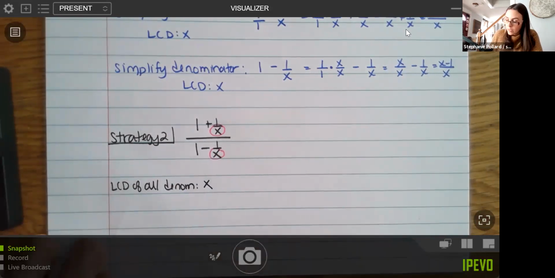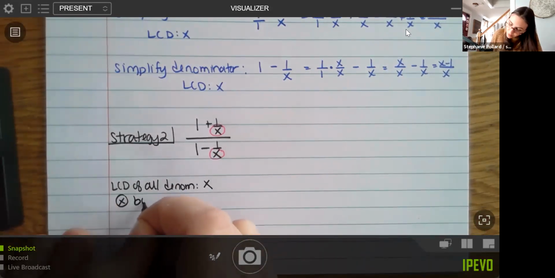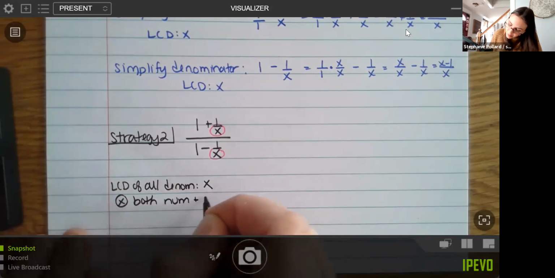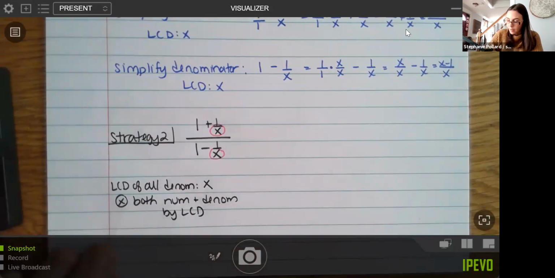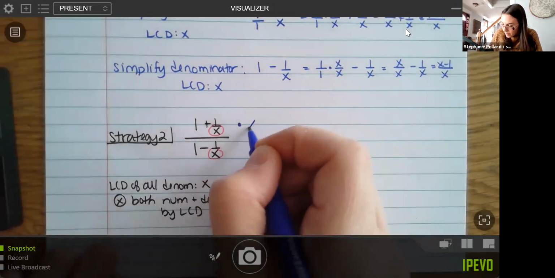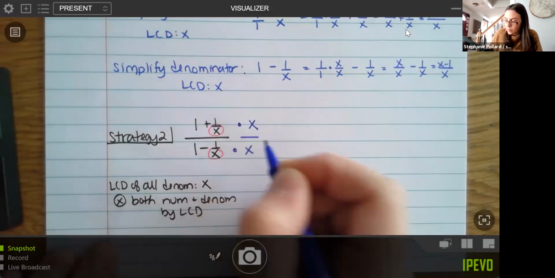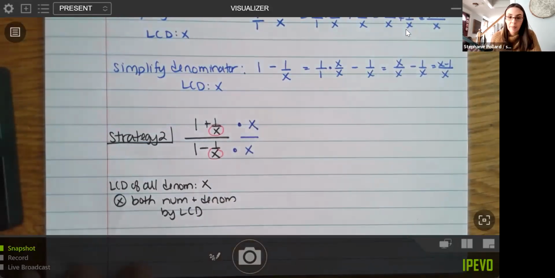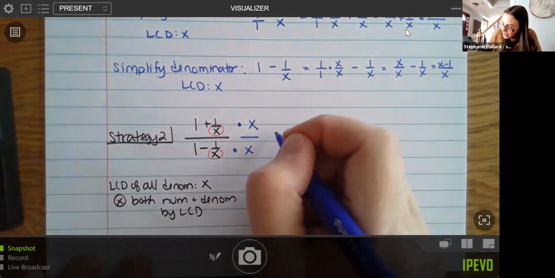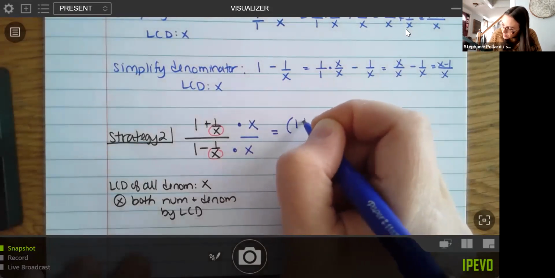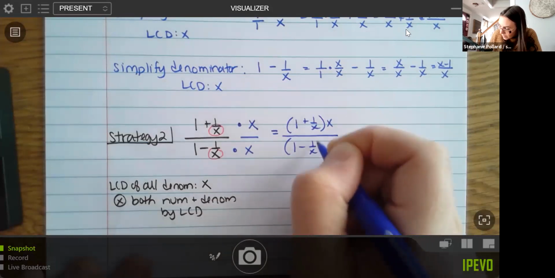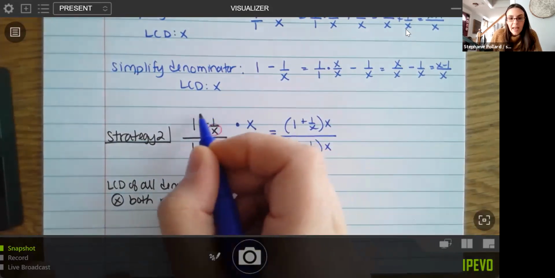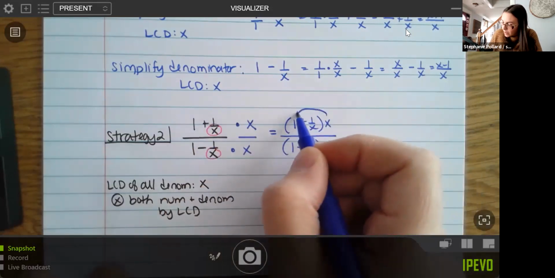And then what you do is you multiply both the numerator and denominator by the LCD. So I'm going to multiply the numerator by x and the denominator by x. So I'm still just multiplying by a factor of 1 here like I have been doing, but I'm multiplying on the top and on the bottom. Now what happens here, I'm just going to rewrite this so you can kind of see, is that when you do this, you're going to end up distributing that x to both parts. So I'm going to multiply it through.